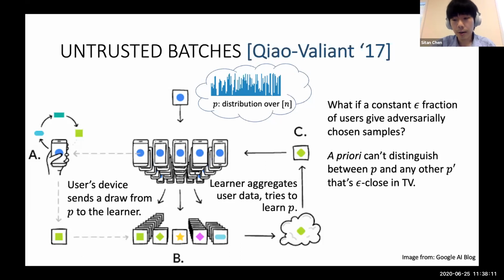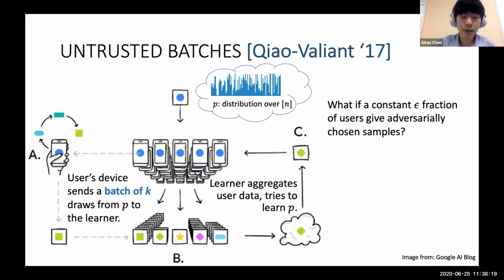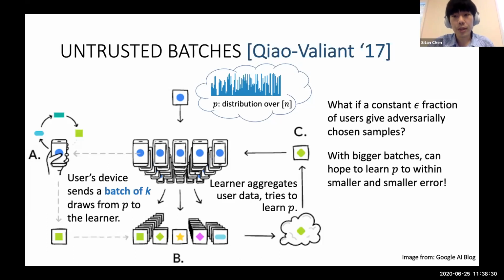But in these crowdsourced settings, one can imagine that what you get from the users isn't just a single draw per user device, but perhaps a batch of K draws. So let's now suppose that every user who is not corrupted gives me K IID draws from the underlying distribution. The hope is that with this additional redundancy, as you take K to be bigger and bigger, you can drive this information theoretic limit in terms of optimal error to be smaller and smaller. This is motivated by applications of federated learning, but I won't go into details about that.